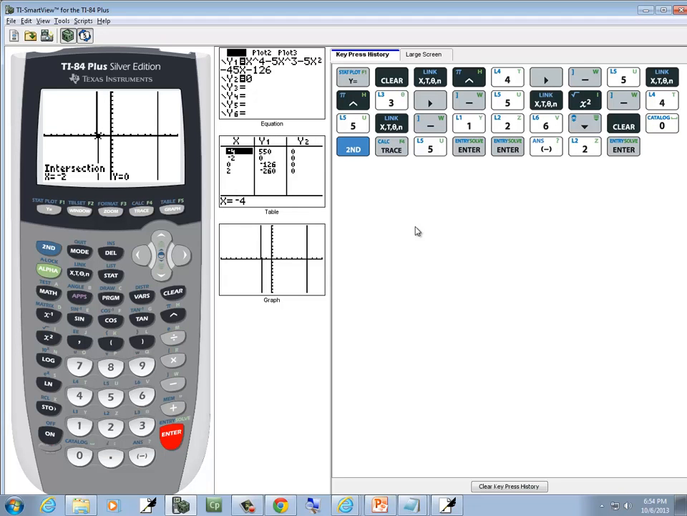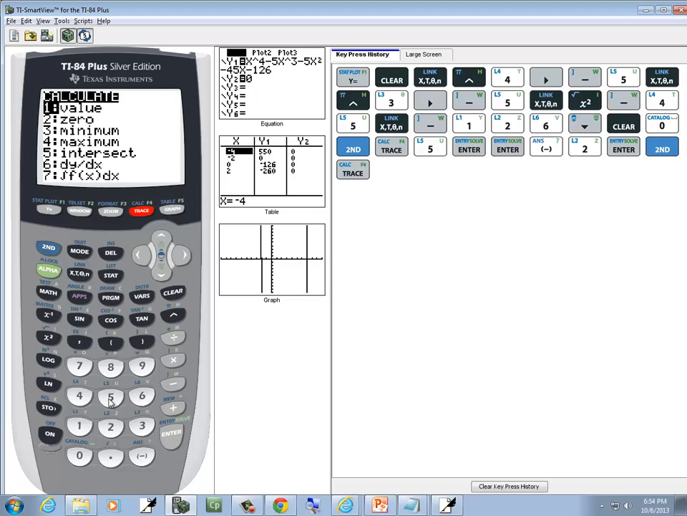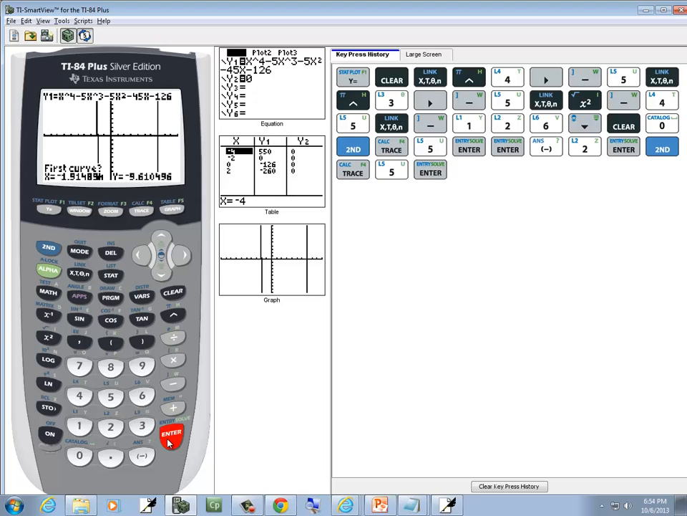And then let's try the other one. So we'll go through the intersect method again. We'll do second trace, choose intersect, enter on first curve, enter on second curve. Let me put 7 in for the guess. And yeah, it is 7.